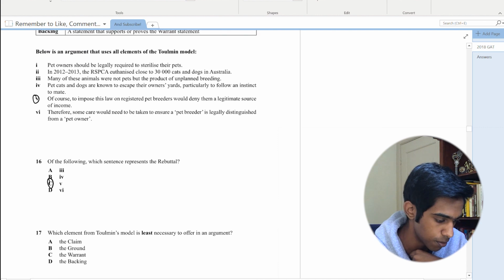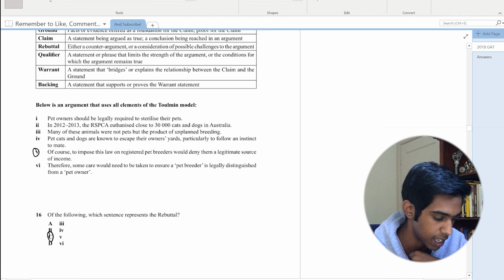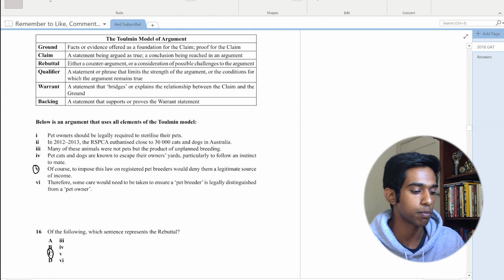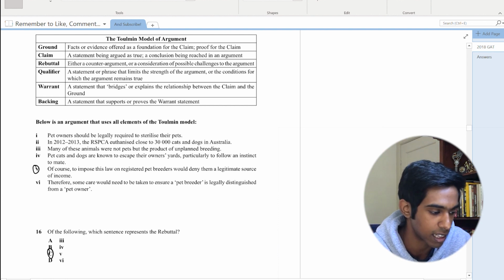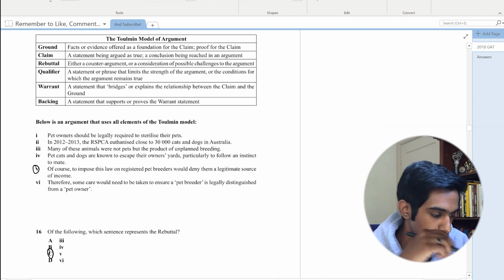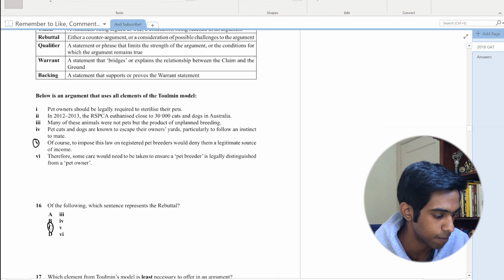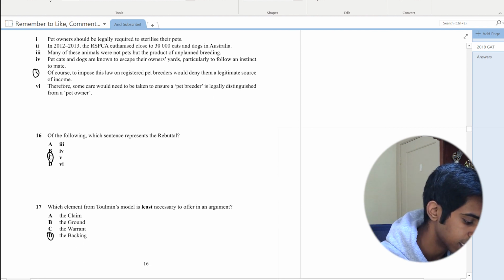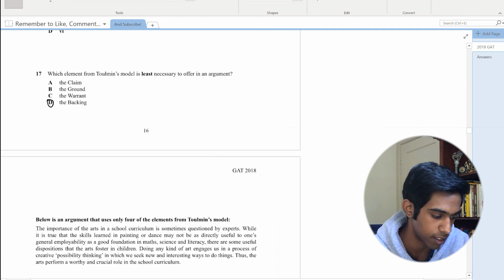I believe the qualifier would probably be the least, but that's not an answer option. And then we've got a statement that bridges or explains the relationship between the claim and the ground. So that's important because the ground is the proof for the claim, so they have to be related. And then we've got the backing, a statement that supports or proves the warrant statement. So I think the backing would actually be the least important out of everything.